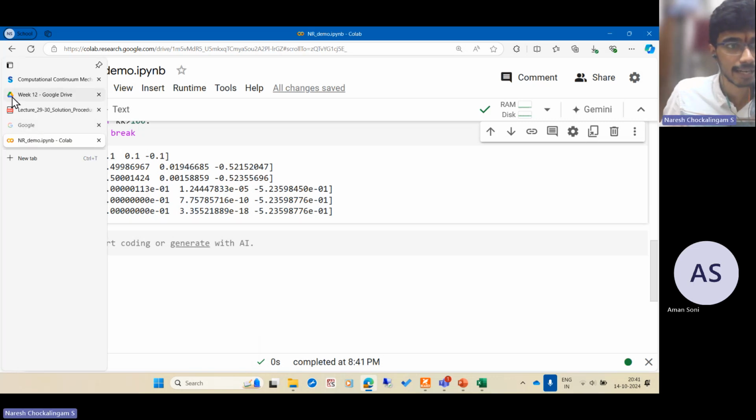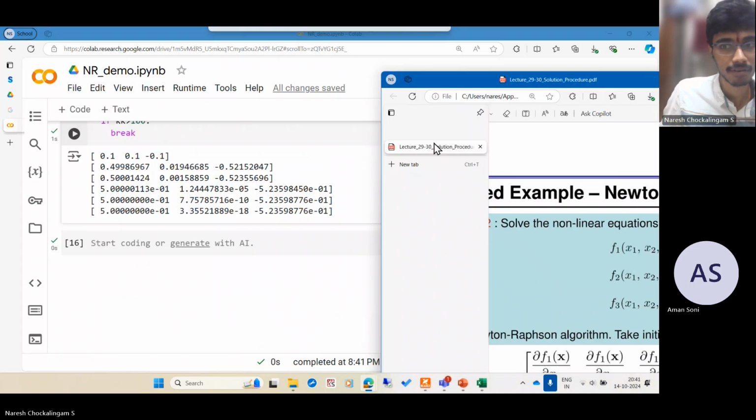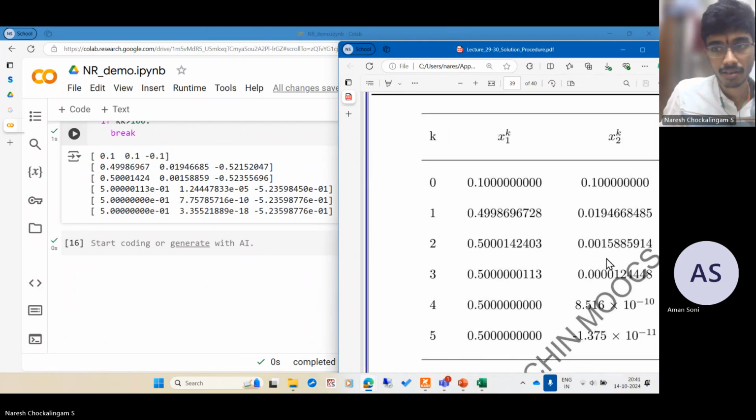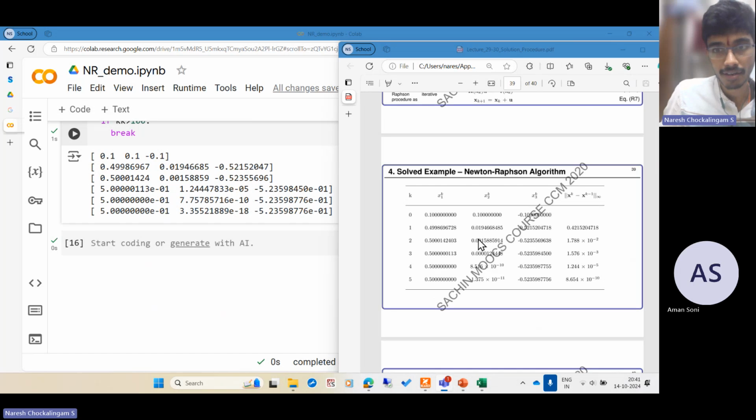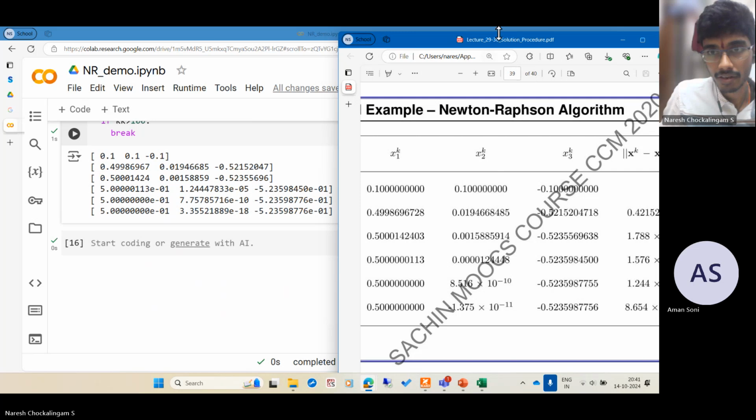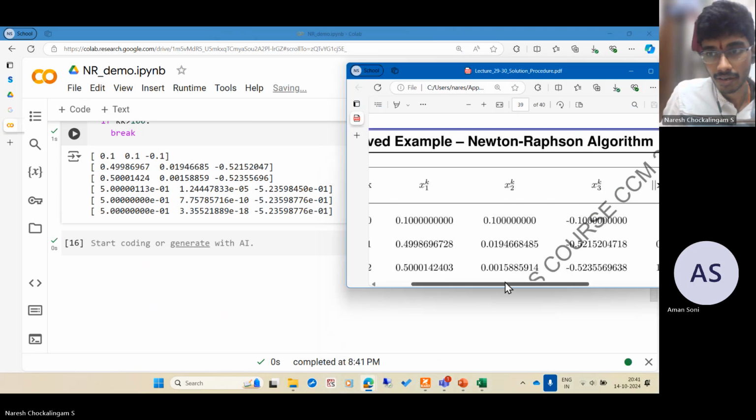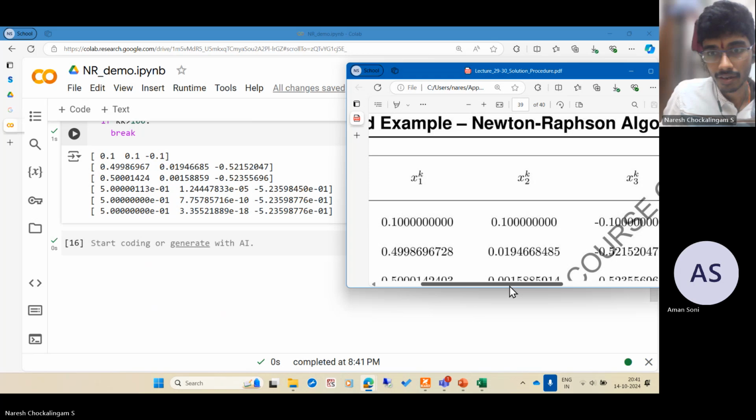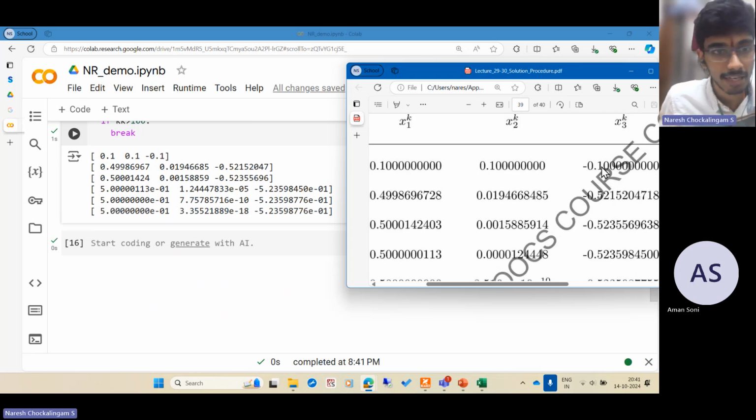So how do I put them side by side? Right. So 0.1 minus 0.1, then 0.499869 728. Yeah, that's fine. Then 0.019 minus 0.5215. Then 0.5000 something, 0.00158, minus 0.523. Then 5.5 something something something.